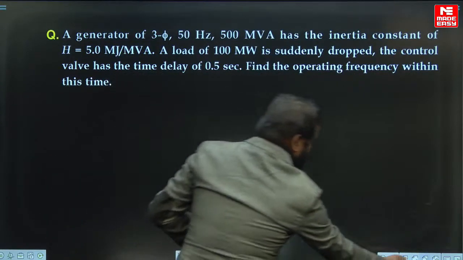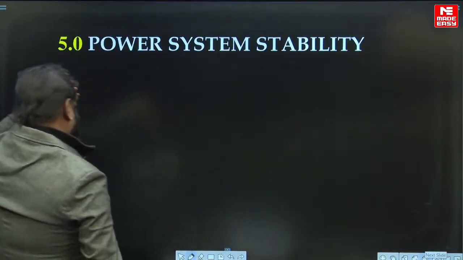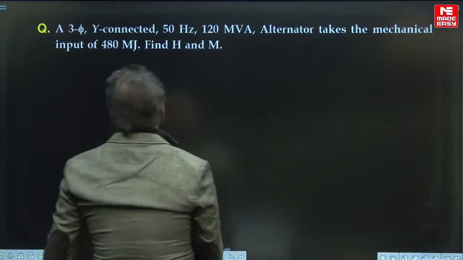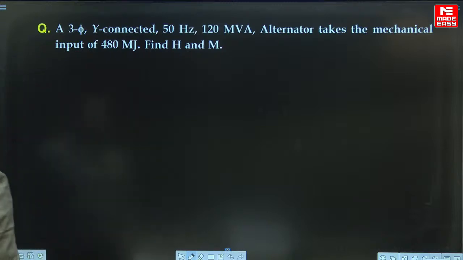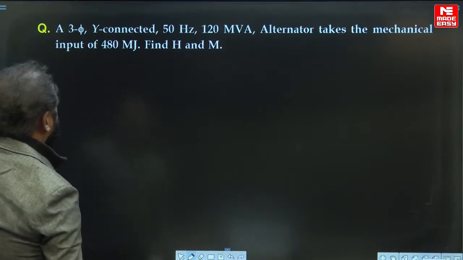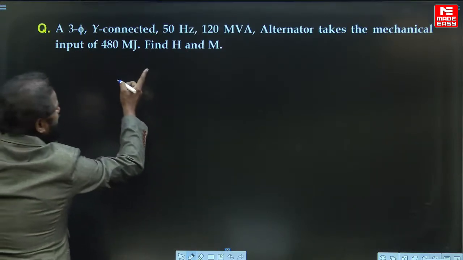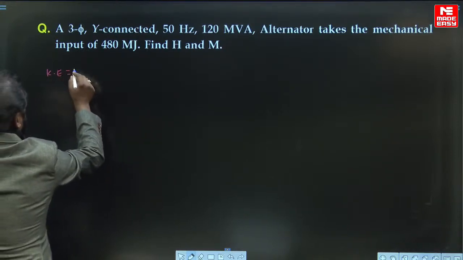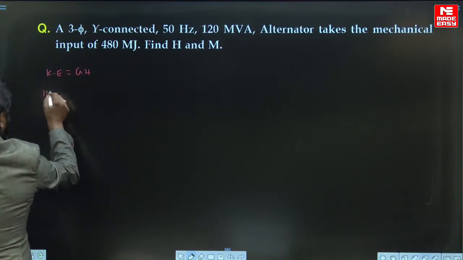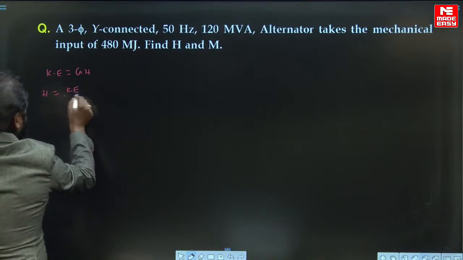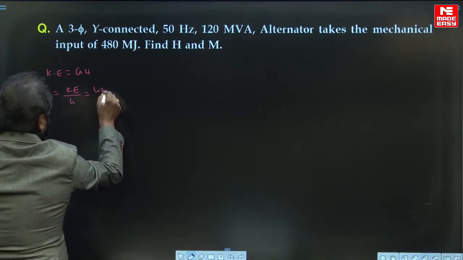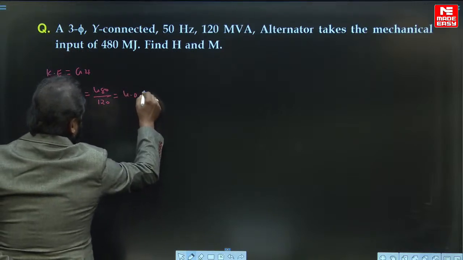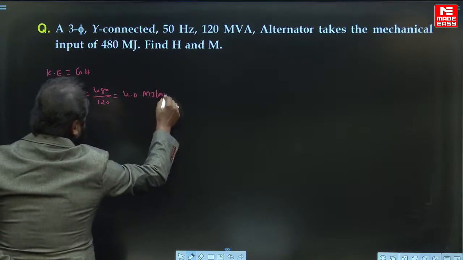Okay, right. Next, you have to go for power system stability. In a 3-phase star connected alternator, the mechanical input is given, and find H and M. What you can do here is kinetic energy KE equals G into H. H equals KE by G, that equals 480 divided by 120, that equals 4 megajoules per MVA.